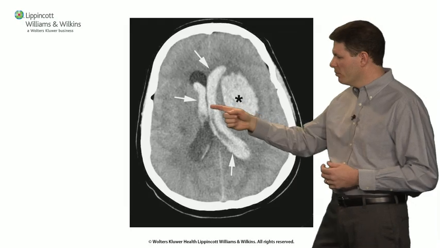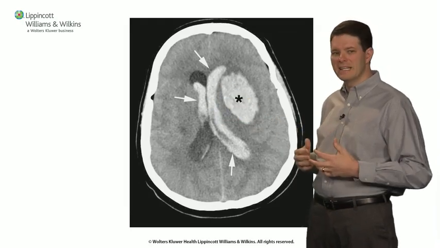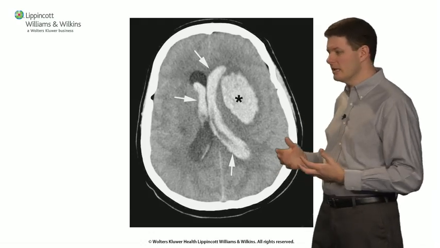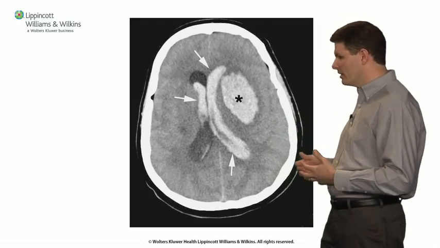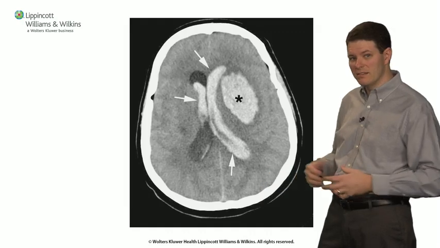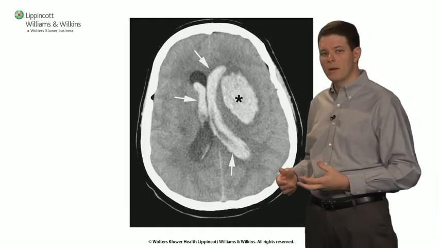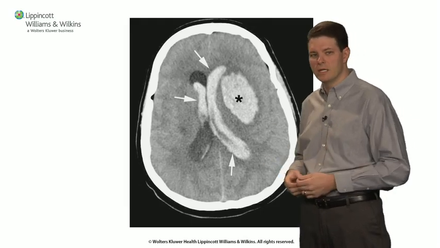Now, what are these other arrows pointing at? Well, that's blood that's leaked into the ventricles. But again, if a patient comes in with an apparent stroke and the CT comes back looking like this, you're definitely not going to think about giving this patient TPA. This is a hemorrhagic stroke. And then an MR angiogram or a CT angiogram could help you locate the site of the bleed.